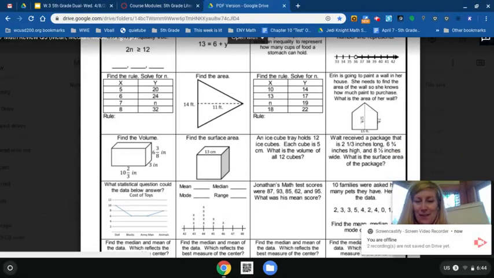Here's your Tuesday help for your columns, your math spiral.